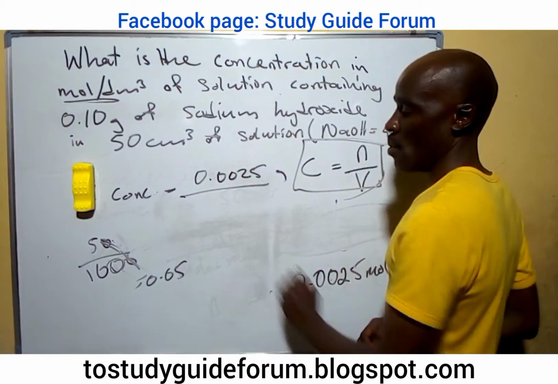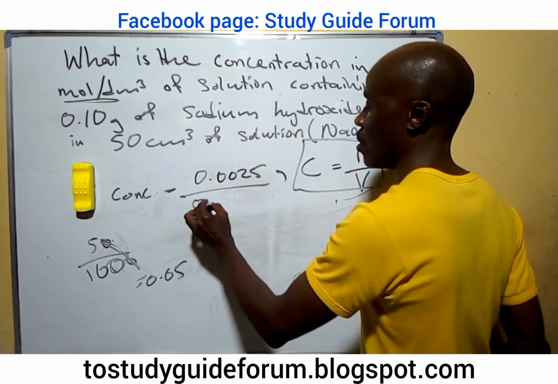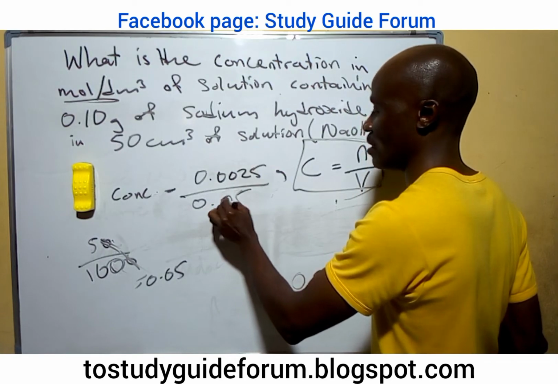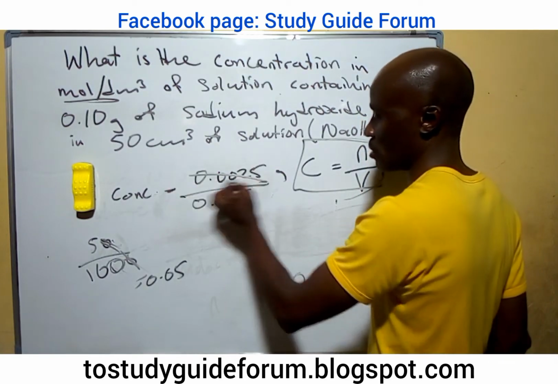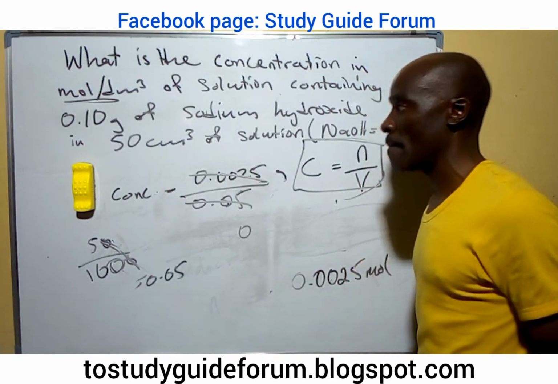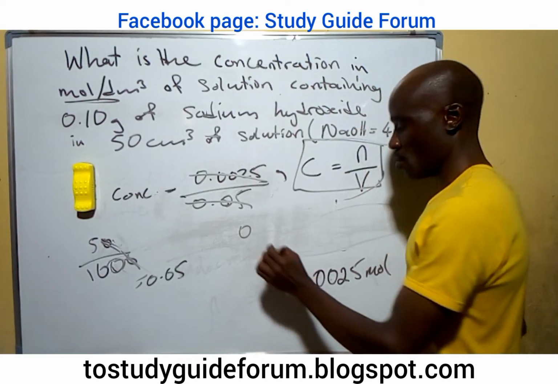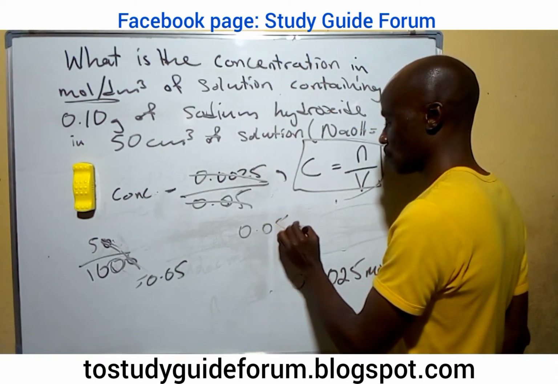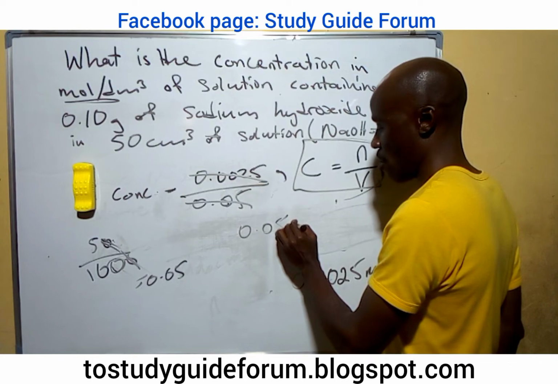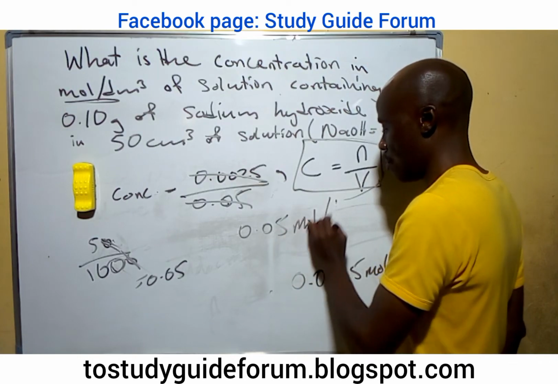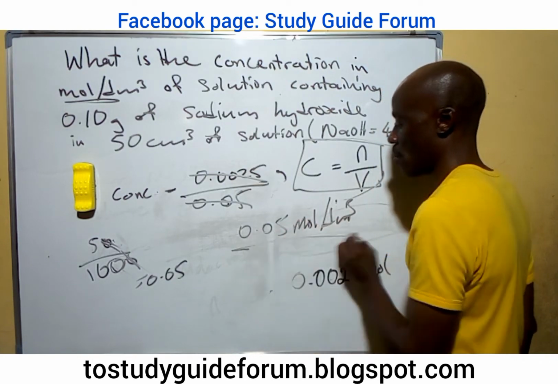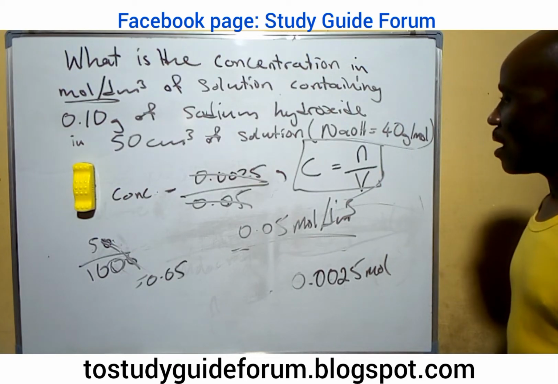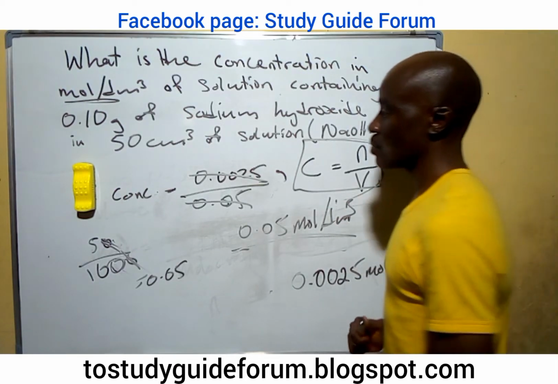So now we can use this 0.05 to divide it. If we divide it, we cancel out. What we have here as our concentration will then be 0.05 mole per dm cube. So that is the answer to the question.